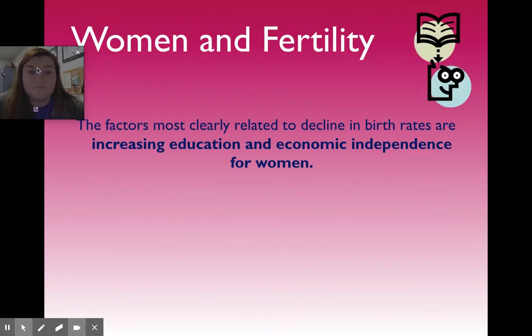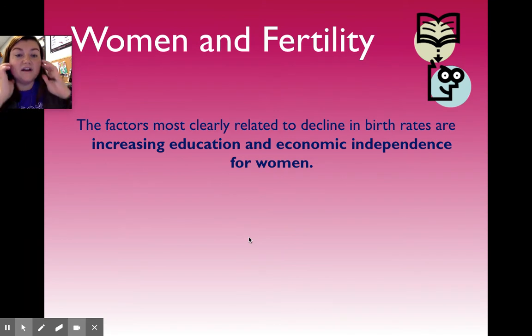So women and fertility. The factors that are most clearly and most closely related to the decline of birth rates are increasing education and economic independence for women. Pretty darn cool. Those are good things.